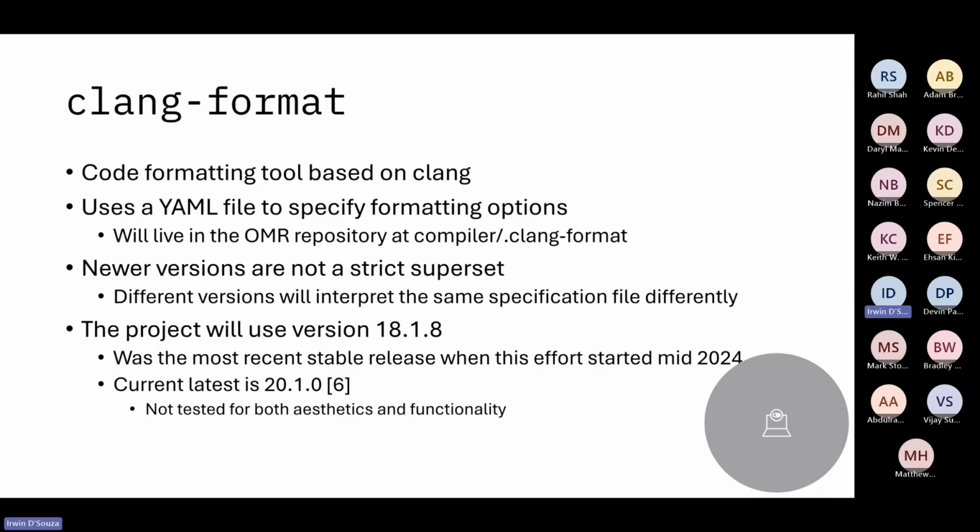As you know, clang-format is a formatting tool based on Clang. It uses a YAML file where you can specify the formatting options. This config file will live in OMR, under the compiler directory.